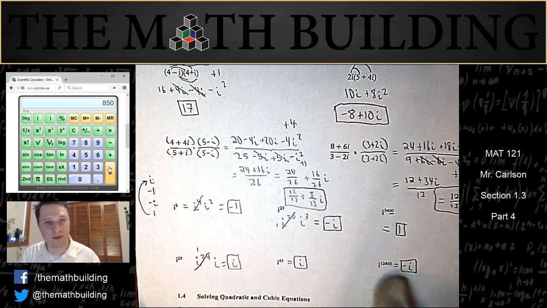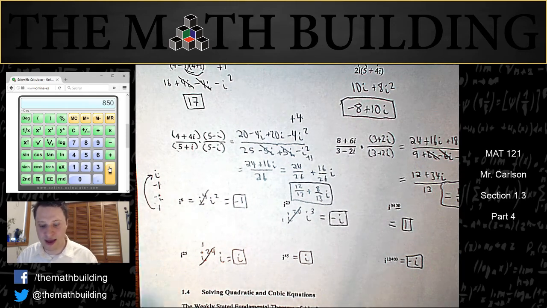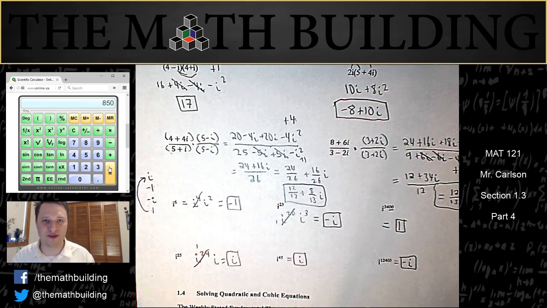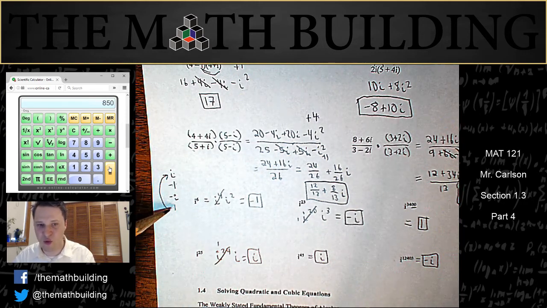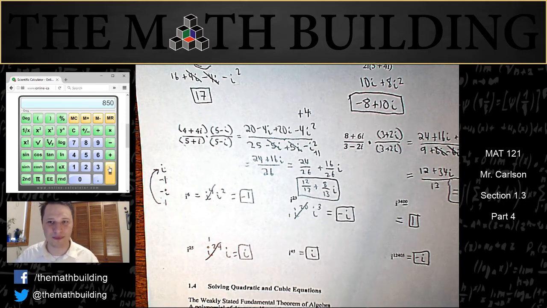Know how to tell if a number is divisible by 4, and know the cycle, and you'll quickly be able to simplify i to any power. Remember, the answer will always be one of these 4 when it's just i to a power. And that is complex numbers. We've covered the basics of it.